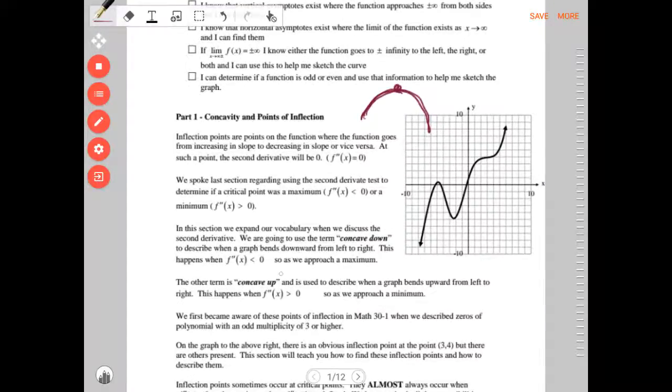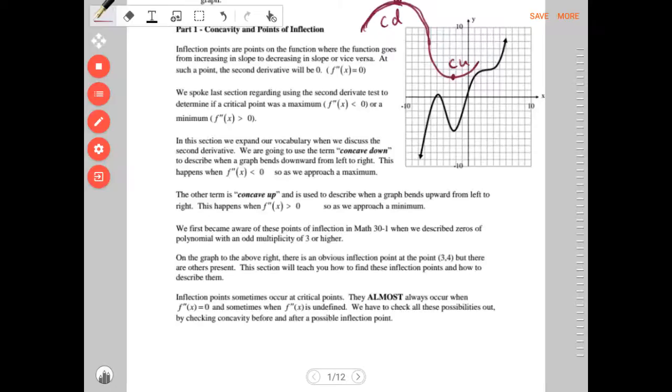Then the other term is concave up, and that's used to describe when the graph bends upward from left to right. So that is the other one, upward from left to right. That happens when the second derivative is bigger than 0, so as we approach a minimum. All good. So we have concave up and concave down. So this guy is concave down. We typically use CD for concave down and CU for concave up. Not a big deal.